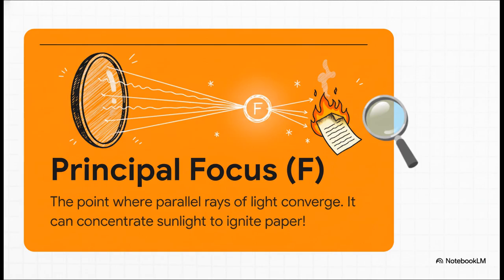Now, this next one, the principal focus, or F. This is where things get really cool. This is where the magic happens. Imagine a bunch of parallel light rays, like from the sun, hitting the inside of the spoon. They don't just bounce off randomly. They all get focused down to one single point. And this is a real thing. You can literally concentrate so much energy at this one spot that you could burn a hole in a piece of paper. Pretty wild, right?